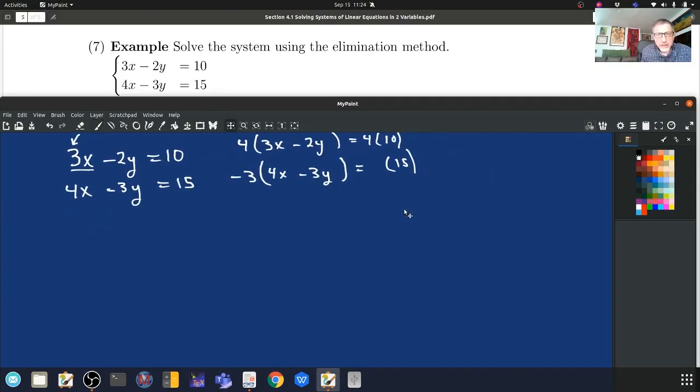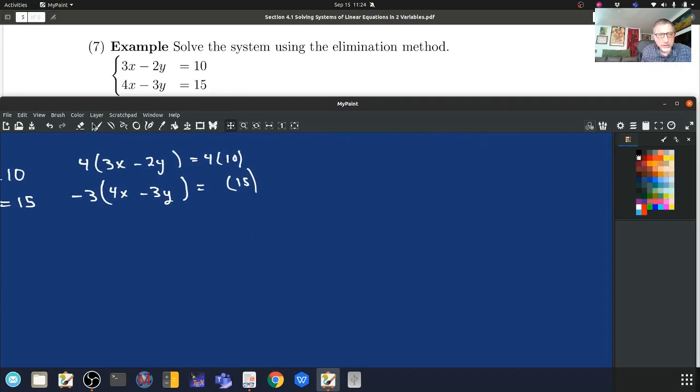So that's going to give us the following result. 4 times 3x is 12x. 4 times minus 2y is minus 8y. 4 times 10 is 40. Minus 3 times 4x is minus 12x. Minus 3 times minus 3y is plus 9y. And minus 3 times 15 is minus 45.